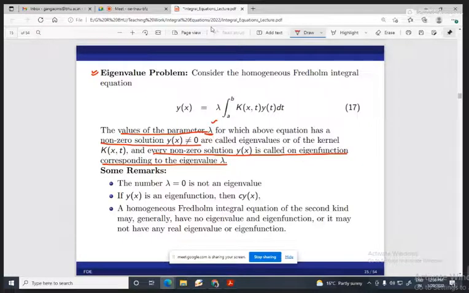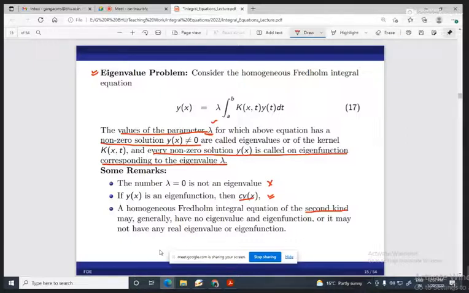Again, lambda is not the eigenvalue. These are some remarks. If y(x) is an eigenfunction of an integral equation, then c y(x), where c is any constant, a constant multiple of the function, is also an eigenfunction of that integral equation. Also, the homogeneous Fredholm integral equation of the second kind may generally have no eigenvalues and eigenfunctions, or it may not have any real eigenvalues or eigenfunctions. Generally, a second kind Fredholm integral equation does not have eigenvalues or eigenvectors, because due to the definition of the eigenvalue problem, the equation must be homogeneous.